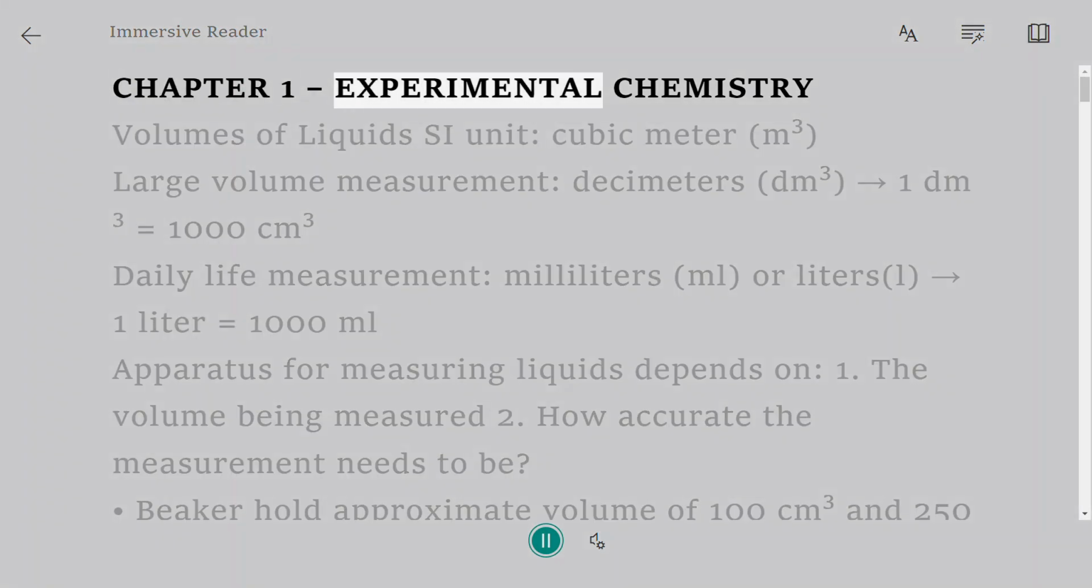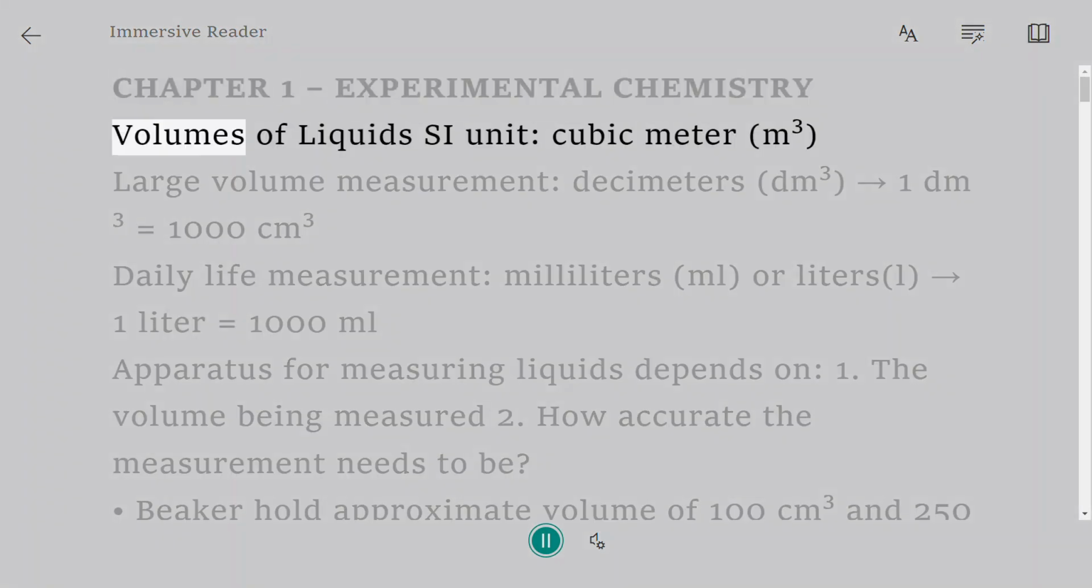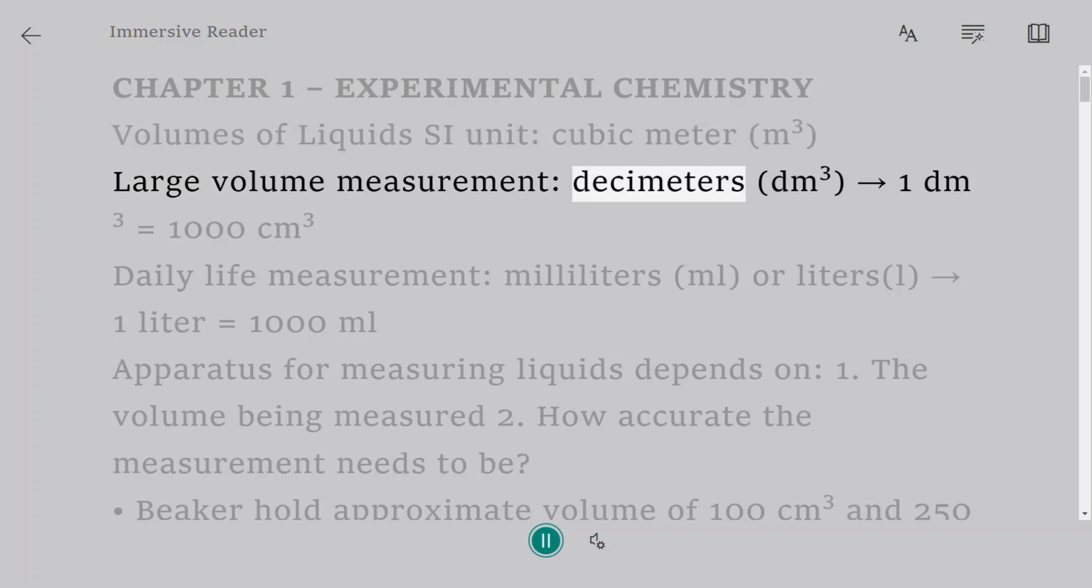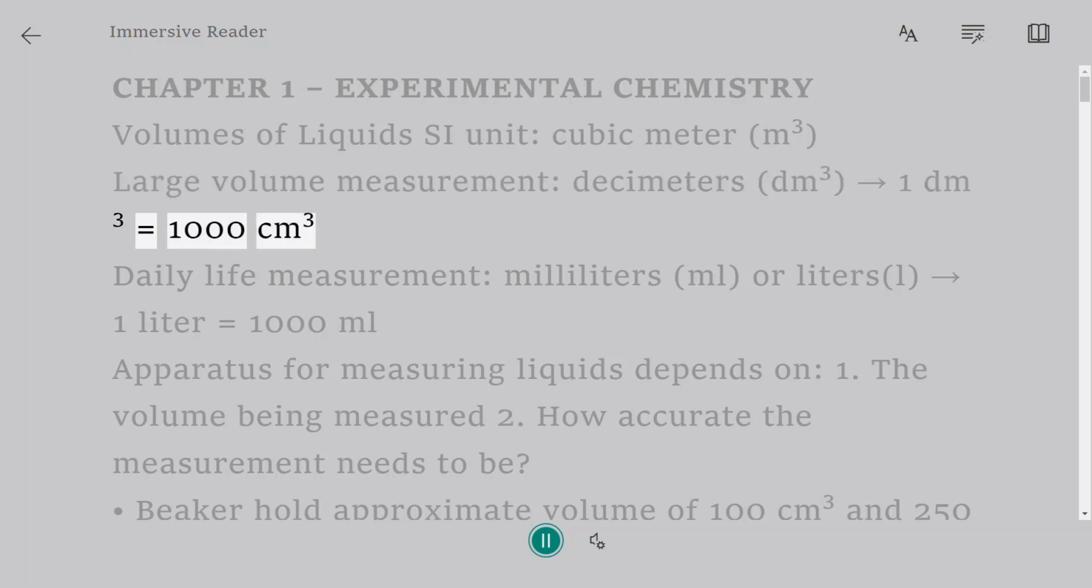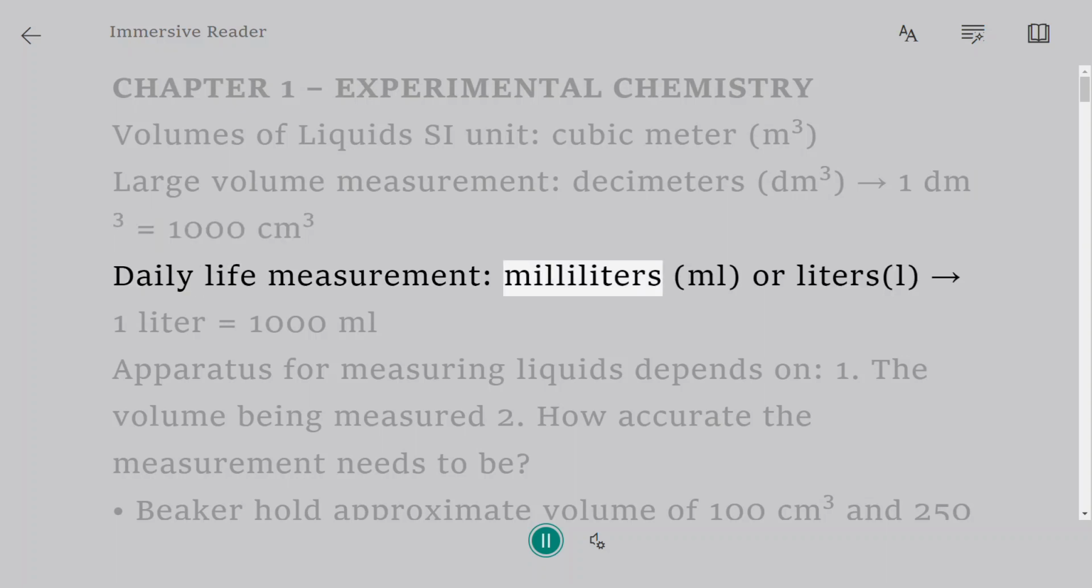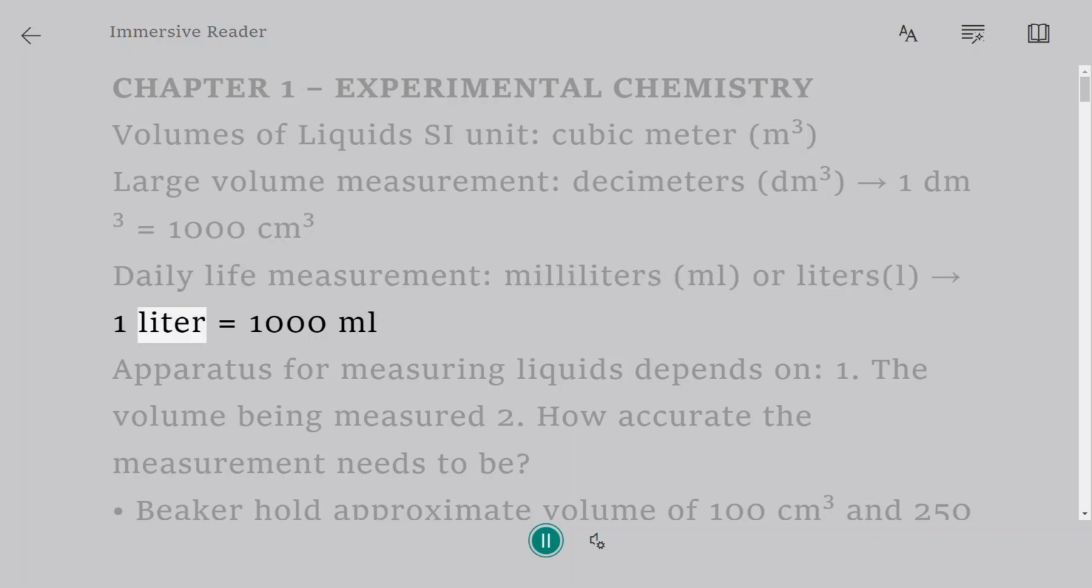Chapter 1, Experimental Chemistry. Volumes of liquids. SI unit, cubic meter, m³. For large volume measurement, decimeters, dm³, where 1 dm³ equals 1000 cubic centimeters. Daily life measurement, milliliters, mL, or liters, L, where 1 liter equals 1000 milliliters.